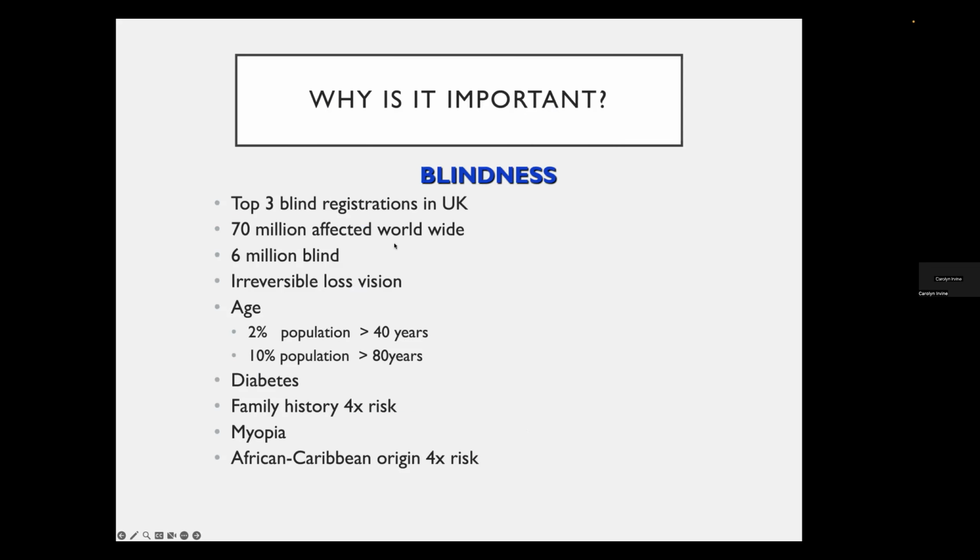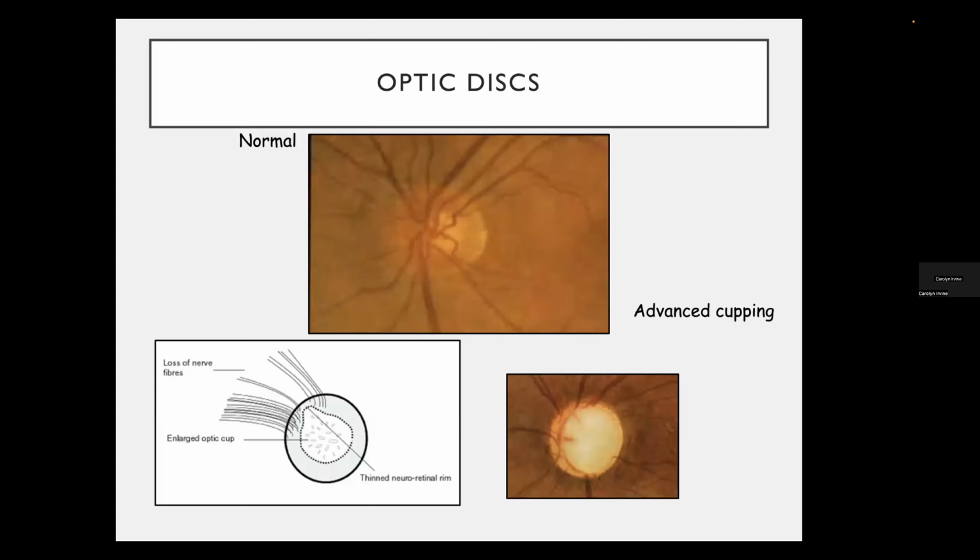So this is just what I was mentioning earlier. It's really common. 2% of the population have it at the age of about 40, and 10% will have it by the time we hit 80. You're more likely to get it if you have diabetes. You're at high risk if you've had it in the family. If you're very short-sighted, you're more likely to get it. And if you're of Afro-Caribbean origin, you're more likely to get it as well. It's just the way we're designed.